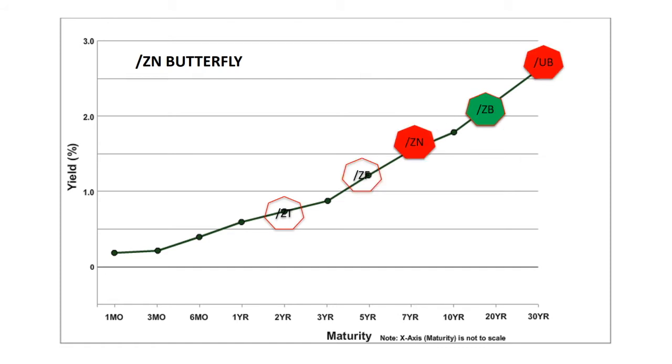Same thing, we go out further in the curve. UB gets inexpensive, maybe ZN gets expensive. There's a trade that you clearly want to do. If you're looking to sell bonds right here, you do not sell the ZB. You do not sell the UB. You want to sell the ZN. If you're bullish on the bond futures, you do not want to buy ZN. You want to go where the value is, and in this example, you'd want to buy the UB.